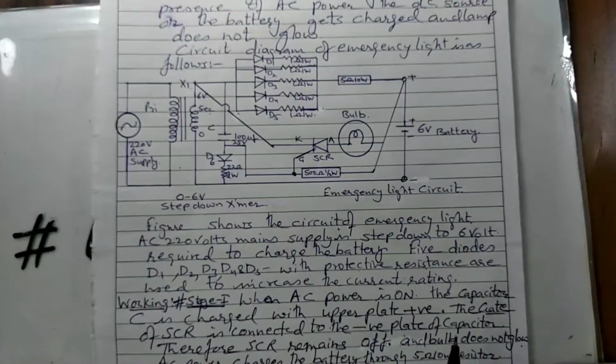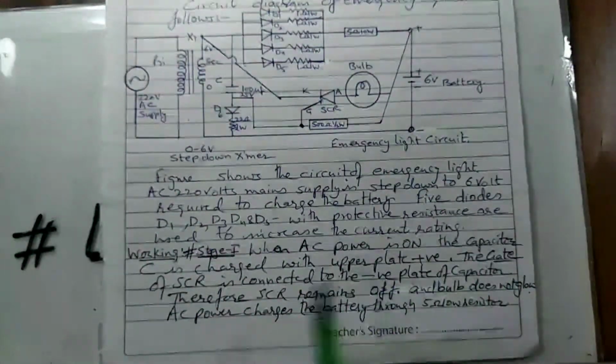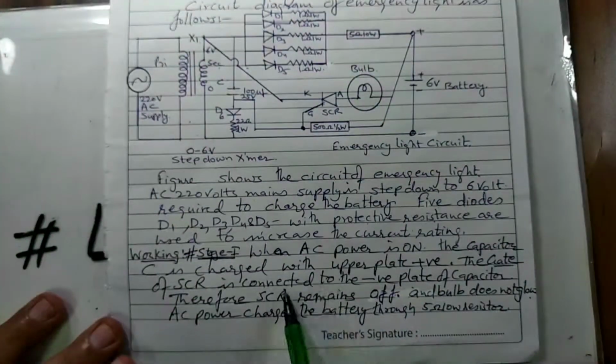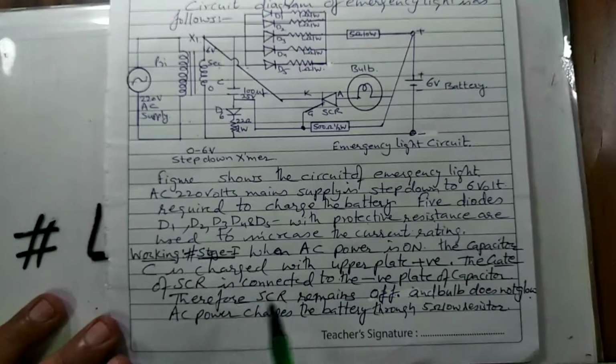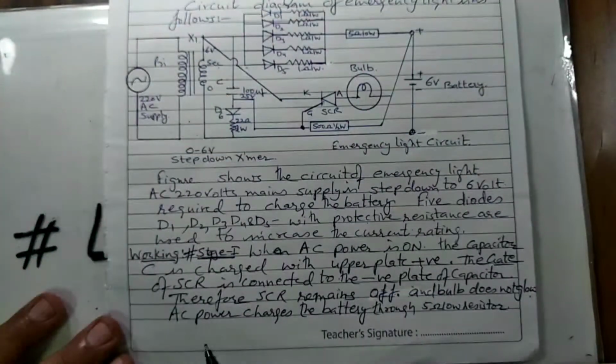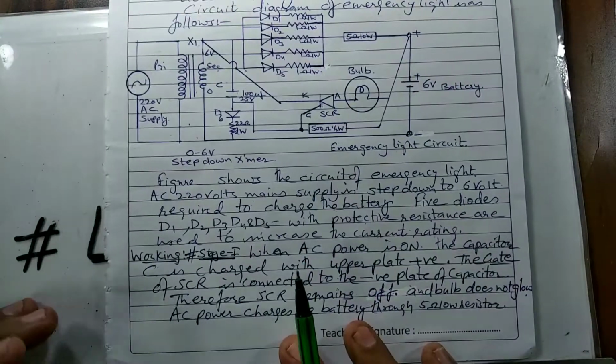Now the working of the emergency light. When AC power is on, the capacitor C is charged with upper plate positive. The gate of SCR is connected to the negative plate of the capacitor. Therefore, SCR remains off and the bulb does not glow. The AC power charges the battery through a 5 ohm 10 watt resistor. So during the time when AC power is available, the battery gets charged.